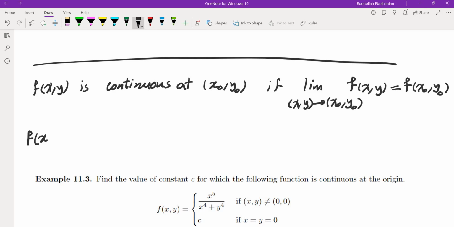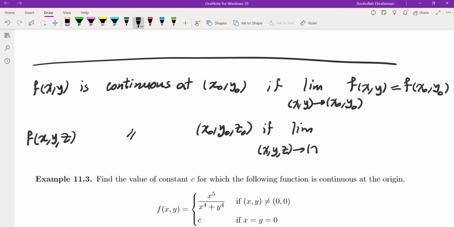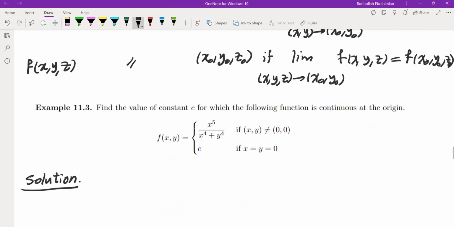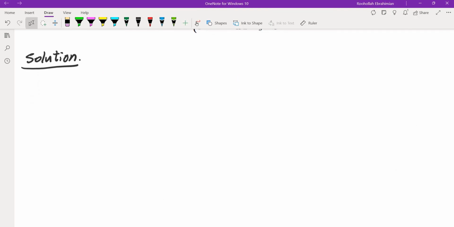And same thing for functions of three variables. So f of (x, y, z) is continuous at (x naught, y naught, z naught). So the exact same definition. If the limit as (x, y, z) approaches (x naught, y naught, z naught) of f of (x, y, z) is equal to the value of the function at that point. So this is the same definition that we had in single variable calculus.